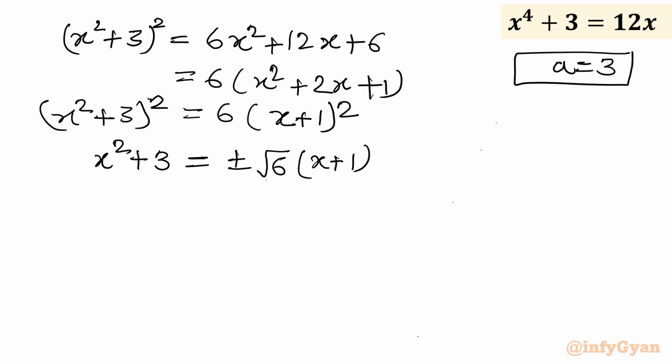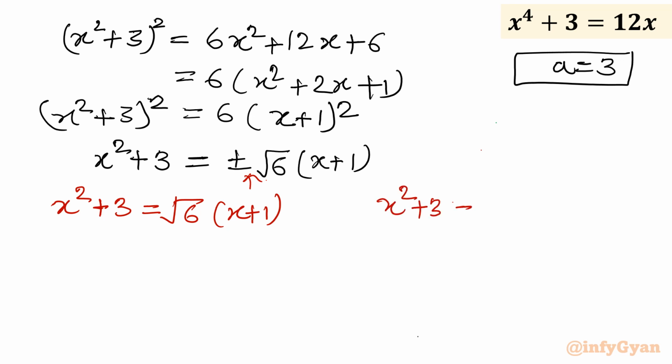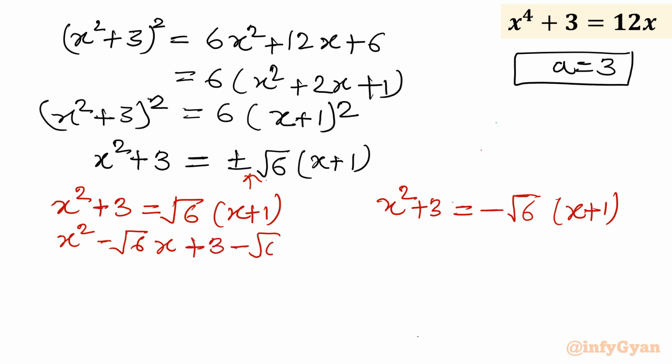Now you can easily understand, once I consider the plus sign, I will frame one quadratic, and the second quadratic I will get by putting the minus sign. This plus and minus I am talking about. So I can write the equation in two forms. See, I will write plus sign, then I will write root 6 (x plus 1). And if I write x square plus 3 equal to minus root 6 (x plus 1), then I will get the second quadratic equation. So let me write the proper equation: x square minus root 6 x, framing the quadratic, and then 3 minus root 6 equal to 0.